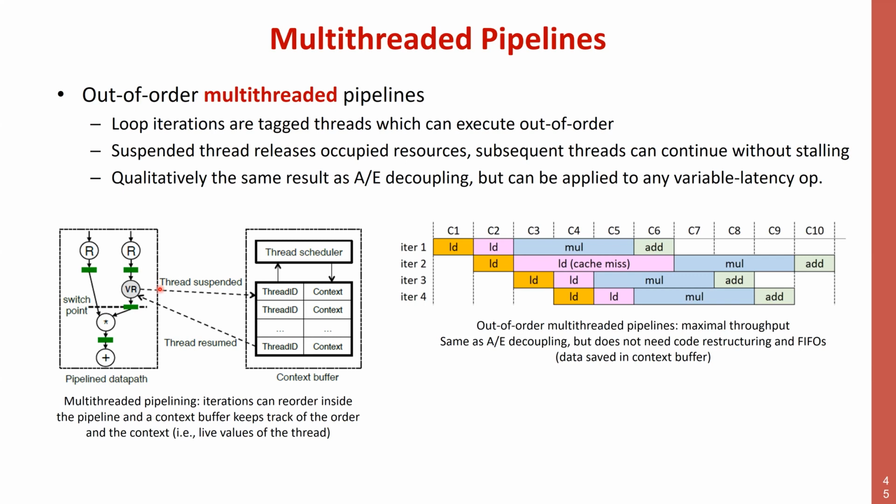They will come out even less in order than they were at the beginning, but I write somewhere all the context that goes with each piece of data, and I will put back together the result with the context, if you want, as written here, the live values of the thread. What were all the other variables that go with that piece of data, so that I can continue the computation once it comes out.